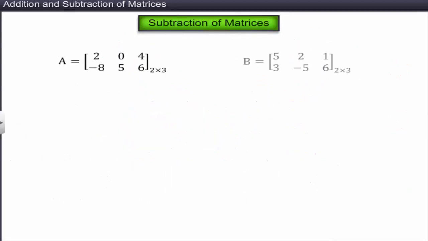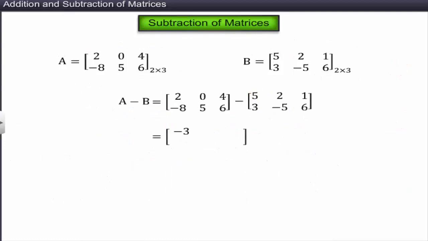We will see an example of subtraction using matrices A and B that we saw before. The subtraction operation is shown here. Every element of B is subtracted from the corresponding element of A. The difference of the matrices A and B is as shown.